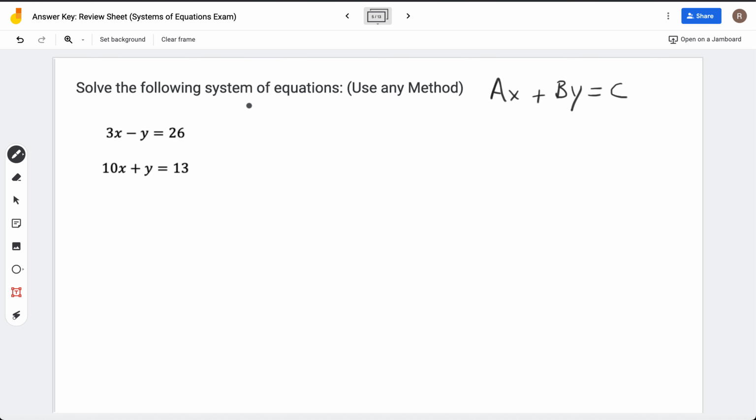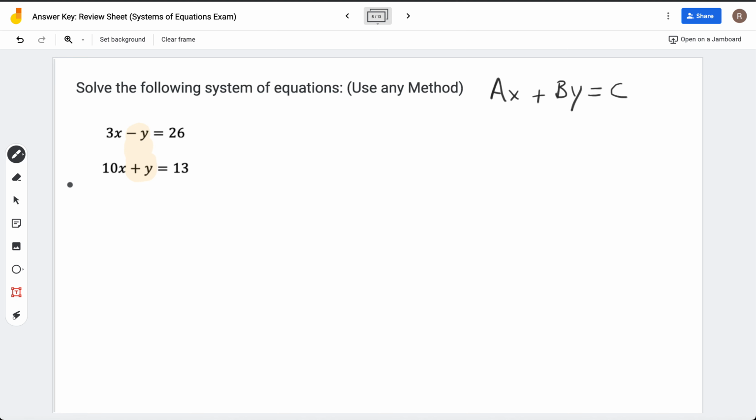And from what I remember, the best method to use if they're both in standard form is the elimination method. So if we're using the elimination method, we want to see, do they have any matching coefficients? Let's take a look at the x terms. We have 3x and 10x. They're not matching, so let's check the y terms. Here we have negative y and positive y. So they're both the same, and one is positive and one is negative. That's exactly what we want.